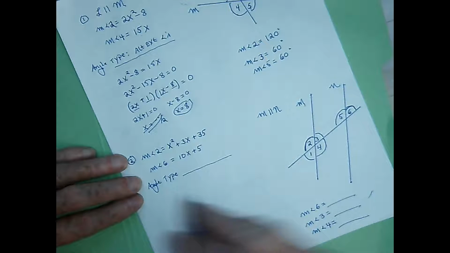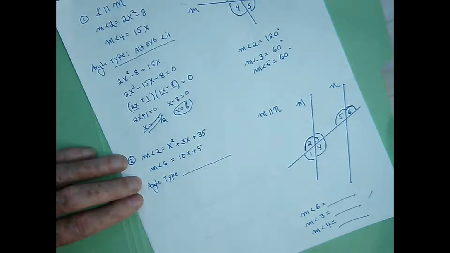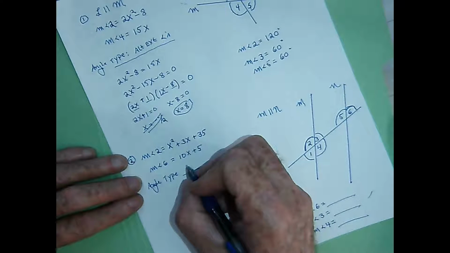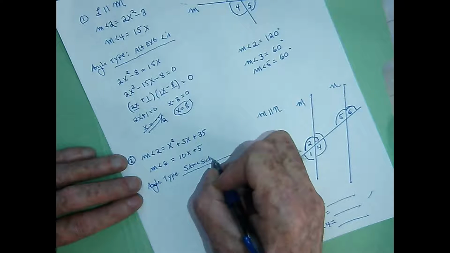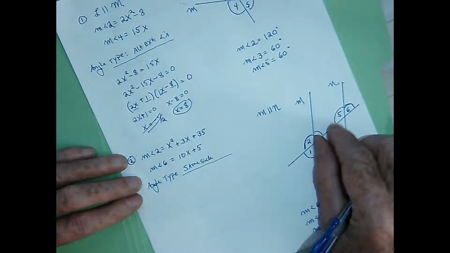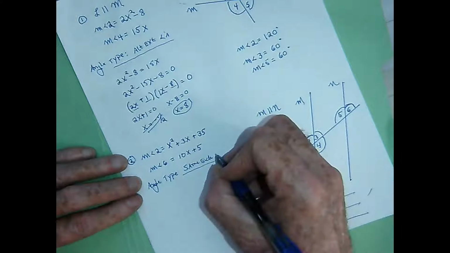But what kind of angle type are they? They're same side exterior angles. They're on the same side of the transversal. Same side. And what makes them exterior? They're not between the parallel lines, they're outside them. Same side exterior angles.